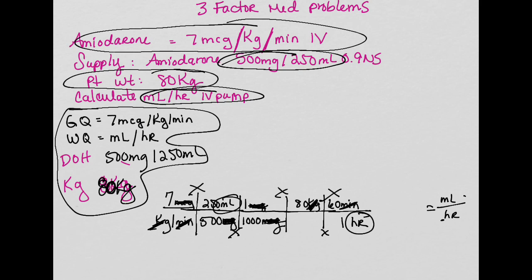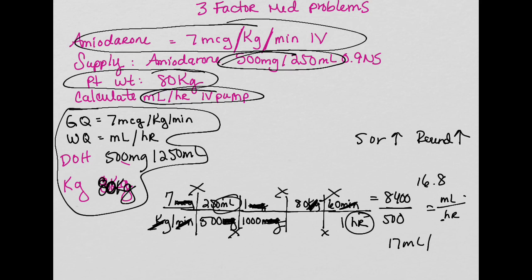So I'm going to equal 8,400 times 500, or divided by 500. That's what I got for my answers. And that equals 16.8. And so what do we do? Remember, if it's 5 or above, then you round up. If it's below 5, you round down. So it will be 17 mLs per hour. And that's it.